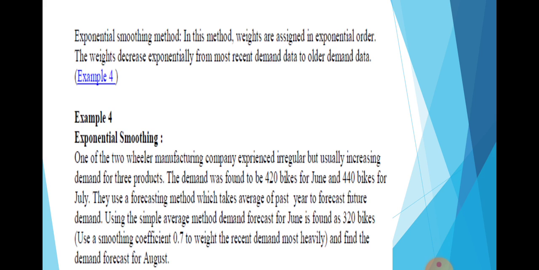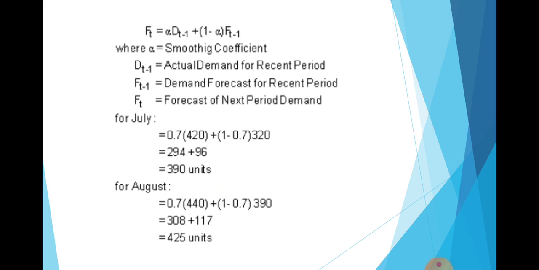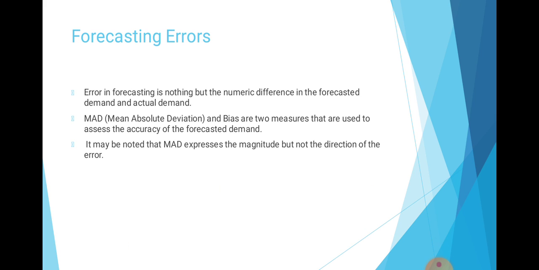To find out the forecasting demand, we take the data from past years and average it, and the value that comes is used for forecasting future demand. Now we see forecasting error. So what is meant by error? Error in forecasting is nothing but the numeric difference between the forecasted demand and actual demand.